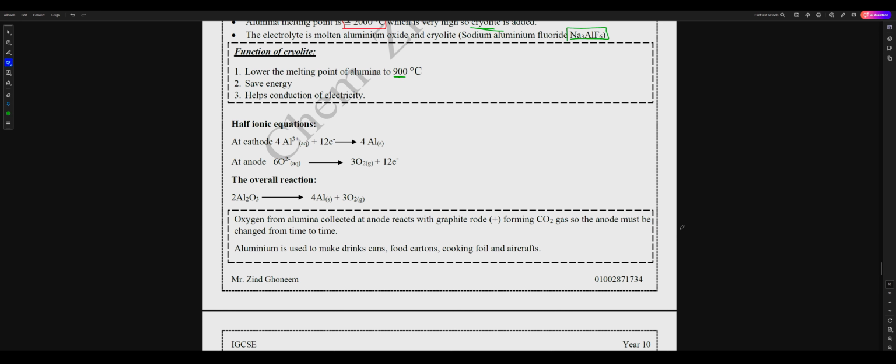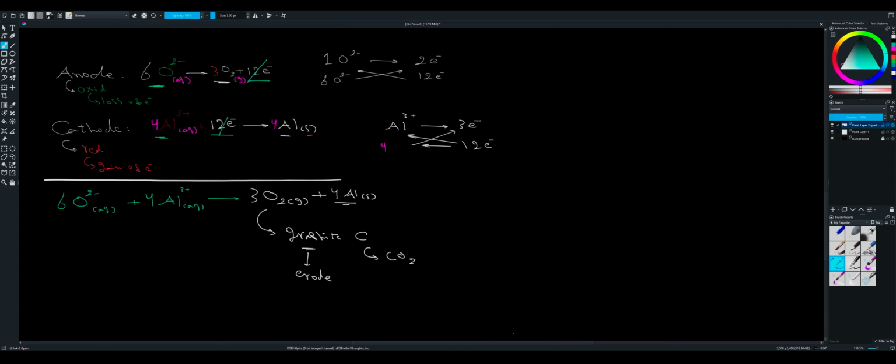Before I let you go, just a couple of things. Aluminum is used in so many things like making drinks cans, food cartons, cooking foil, and aircrafts, of course. So those are some of the uses for aluminum, just to keep on the top of your head. Another thing to keep on the top of your head is, for the full reaction, to remember that we need 12 electrons, just to save yourself some time.